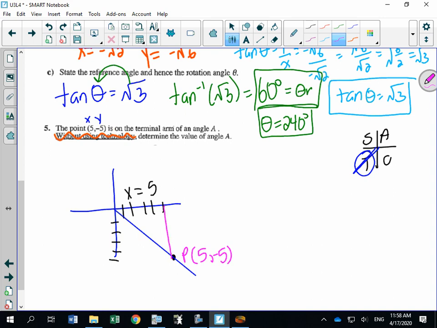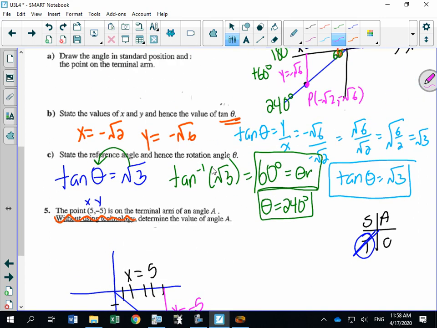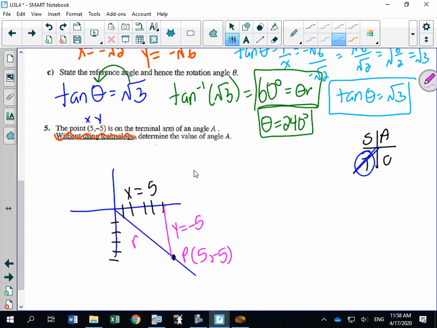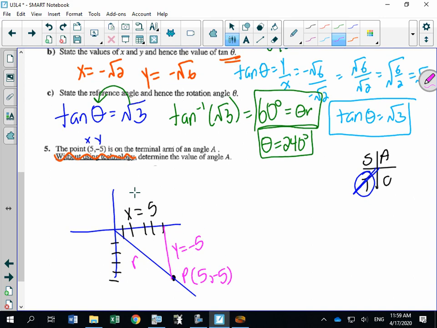Let's draw our triangle. Let's label our sides. Looks like they don't want me to calculate radius as of yet, but we could using Pythagorean's theorem. Okay, point 5, -5 is on the terminal arm of angle A. Determine the value of angle A. So the other two questions, question 3 and 4, or especially question 4, we did it in steps, right? So we can't quite do this in steps. So we know what we're going to do is we're going to figure out what the tan of theta is.